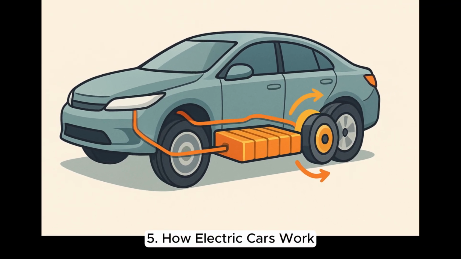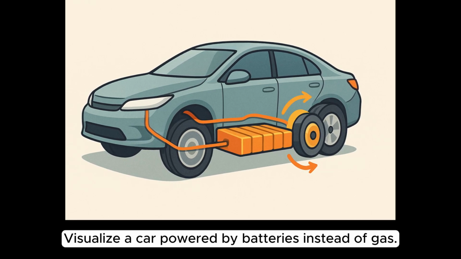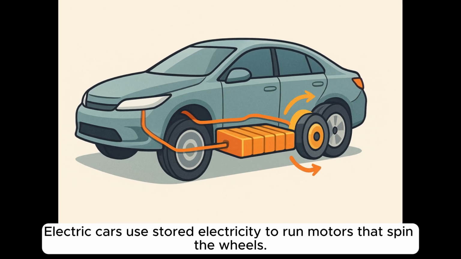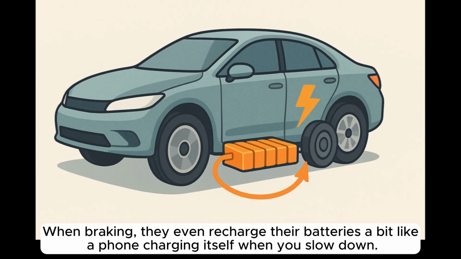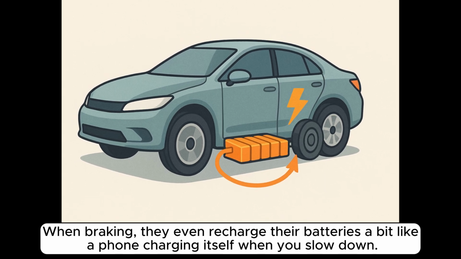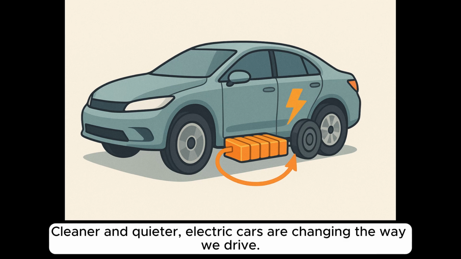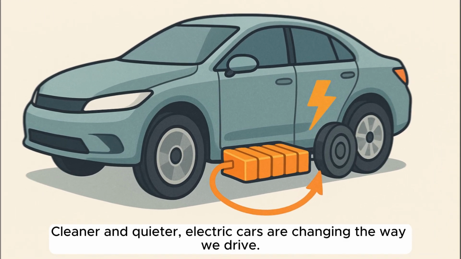5. How electric cars work. Visualize a car powered by batteries instead of gas. Electric cars use stored electricity to run motors that spin the wheels. When braking, they even recharge their batteries a bit, like a phone charging itself when you slow down. Cleaner and quieter, electric cars are changing the way we drive.